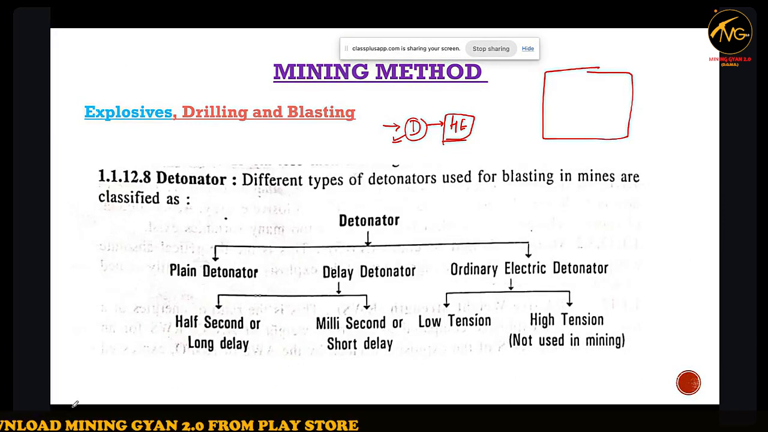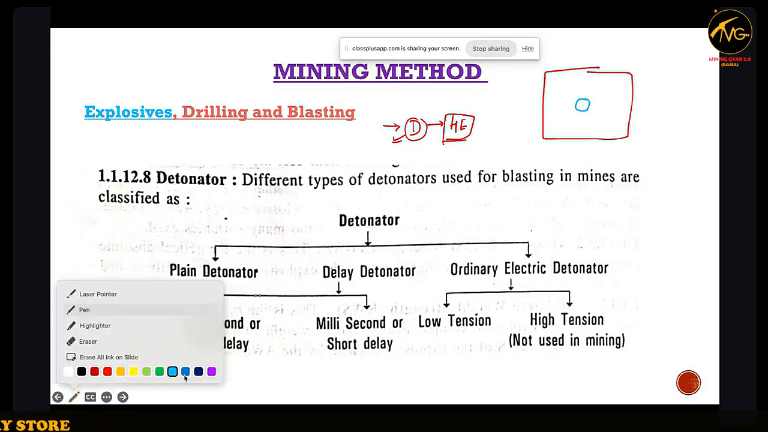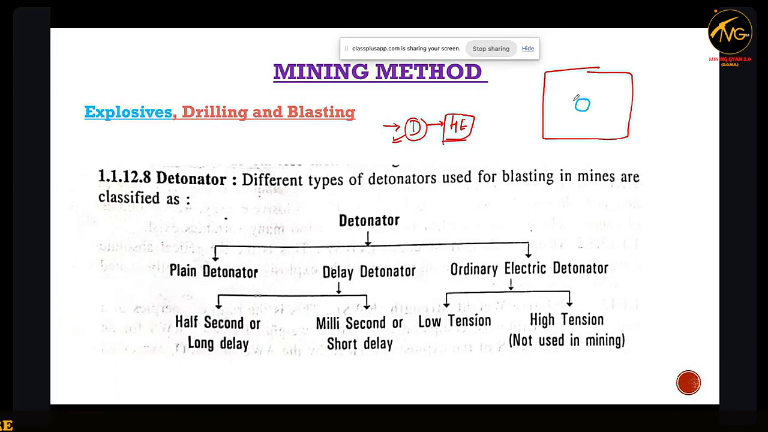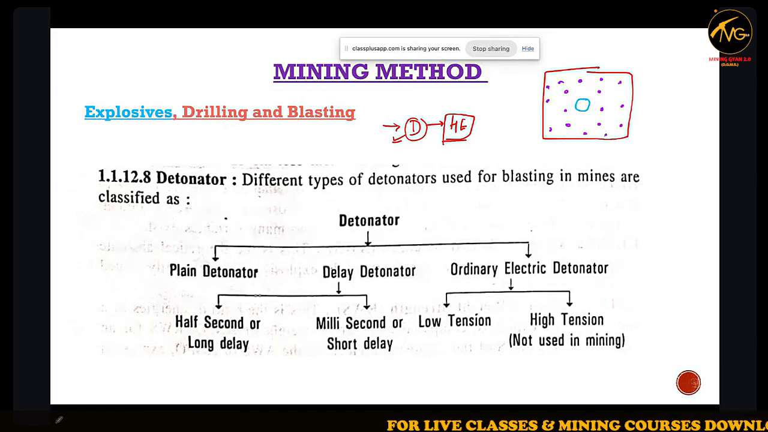Suppose this is your face. Okay, so you will drill a hole, bore hole for the free face. Now you will drill various patterns, diamond drilling, burn cut, whatever you want. So I am not making it accurately, but I just want to explain the concept.